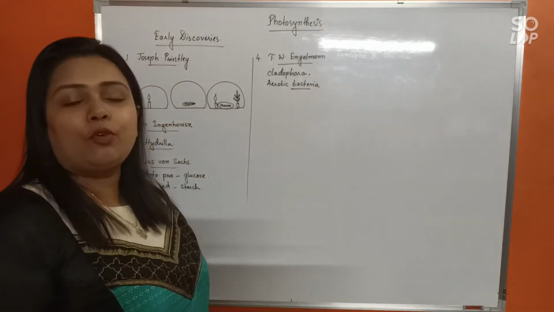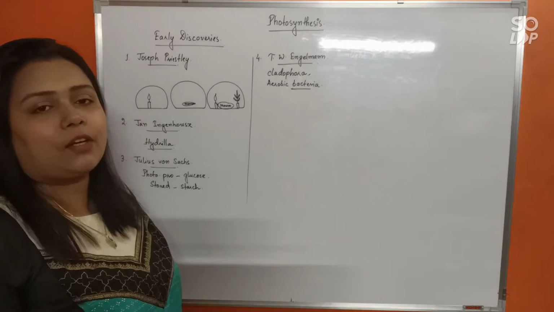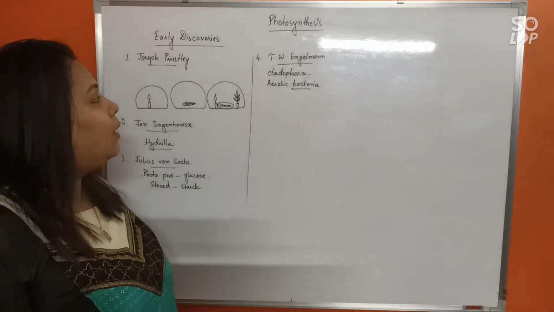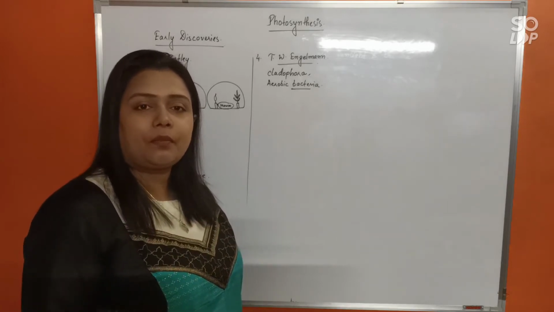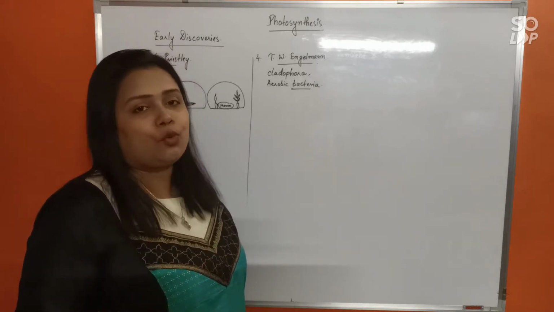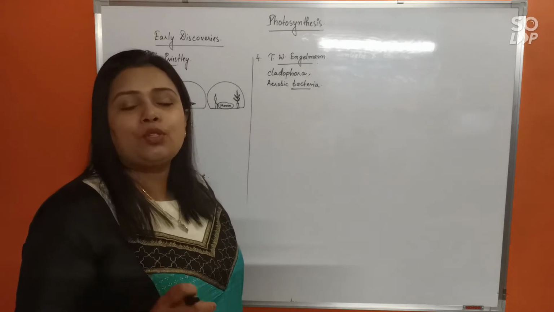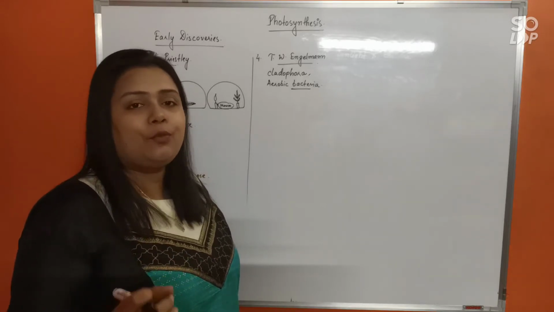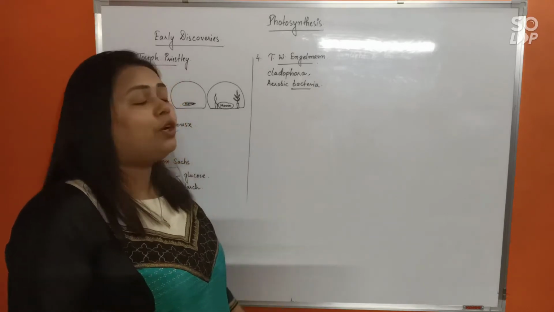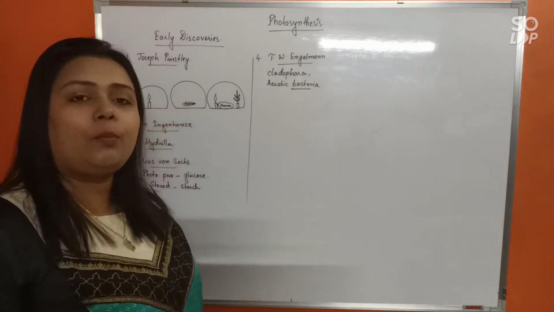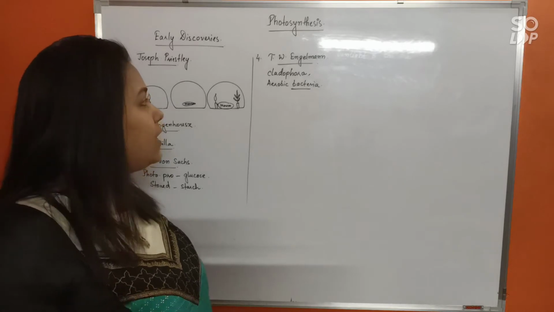We know very well that photosynthesis occurs in the visible spectrum of light, isn't it? But visible light consists of 7 different colors. In which color does photosynthesis occur in the most efficient manner? That was found out by T.W. Engelmann by his experiment with Cladophora and a suspension of aerobic bacteria. So what he did is this.